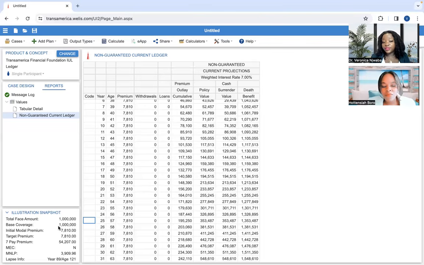So when we talk about income protection, that's what we're talking about. So you don't have to get a policy that you have to die for somebody else to benefit, but you can also benefit from an account like this. Does that make sense to you?